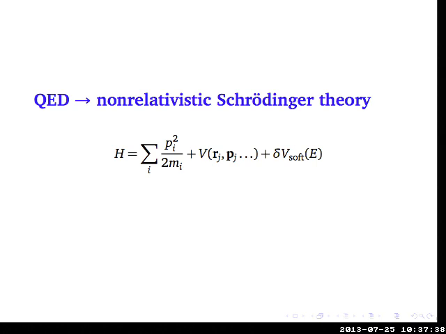So the p to the fourth is included in the b? You could. That's where I tend to put it, but you could also have an explicit p to the fourth term if you have a cutoff, or p to the sixth term. Are you going to tell us your strategy for calculating delta v soft?